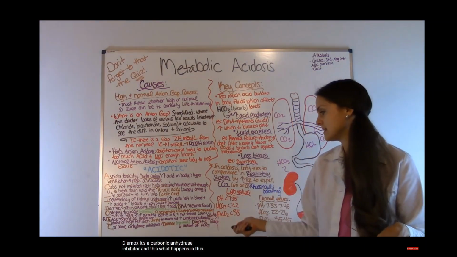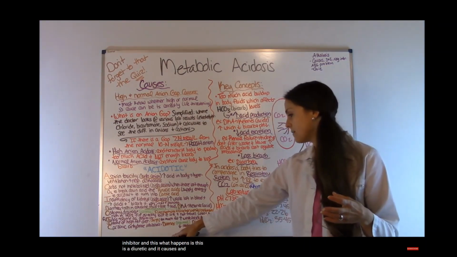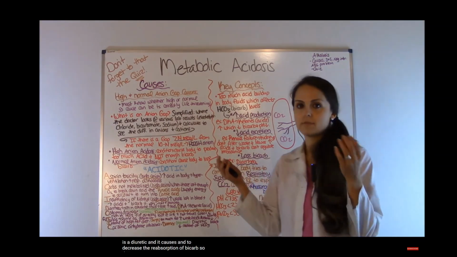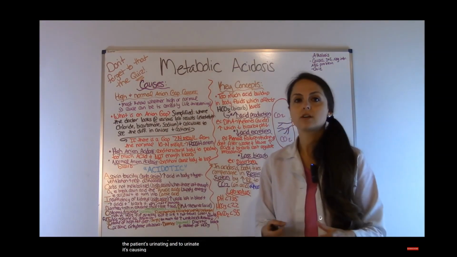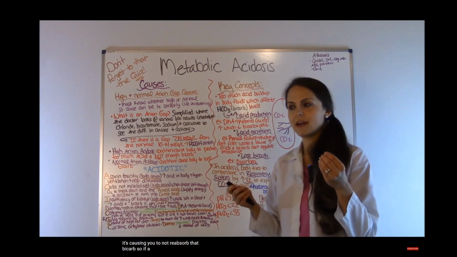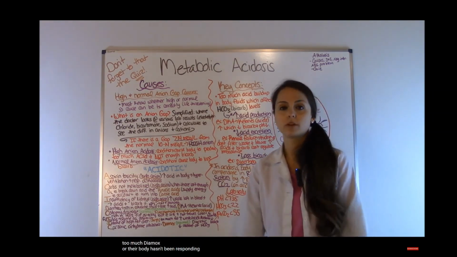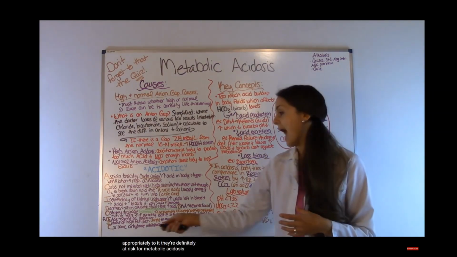And what happens is this is a diuretic, and it causes a decrease in the reabsorption of bicarb. So the patient's urinating, and to urinate, it's causing you to not reabsorb that bicarb. So if a patient's been taking way too much Diamox, or their body hasn't been responding appropriately to it, they're definitely at risk for metabolic acidosis.